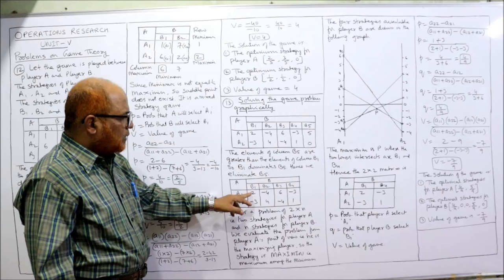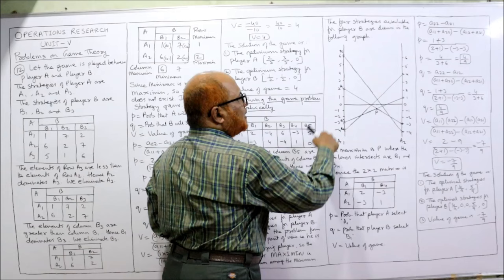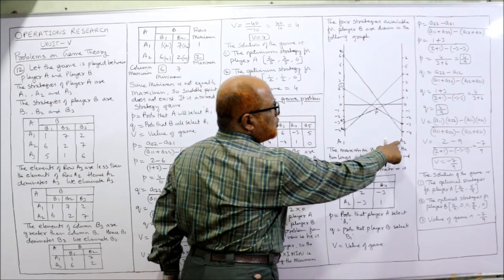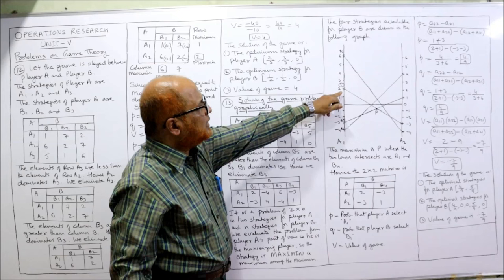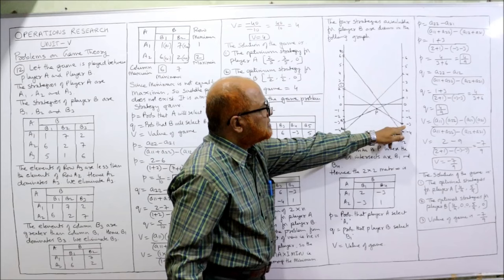Now, each pair we have to draw. First one. The first strategy, A1 is 2, A2 is minus 3. A1 is 2. So here this is A1, this is 2. So I have put a mark here. Right? And A2 is minus 3. This is A2 and this is minus 3. So with the help of a scale, I have joined these 2 points, 2 and minus 3. When A1 is 2, A2 is minus 3. Draw a straight line here.